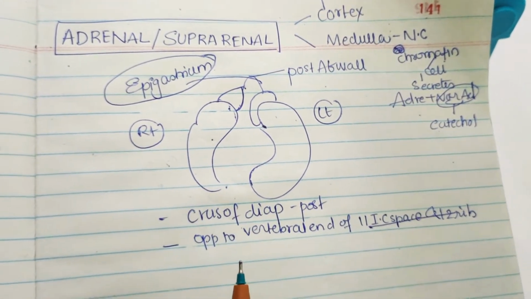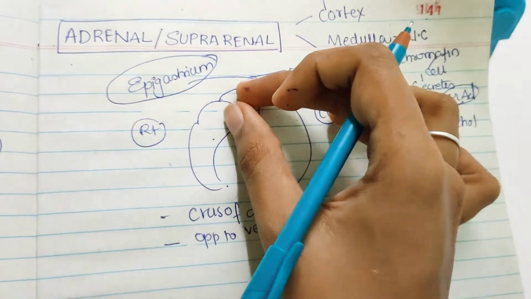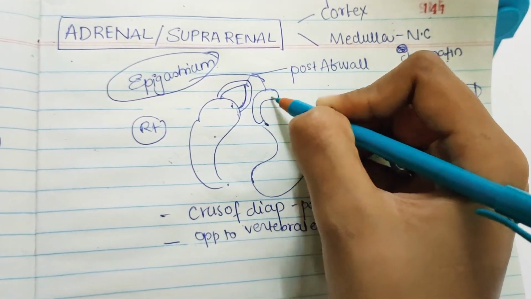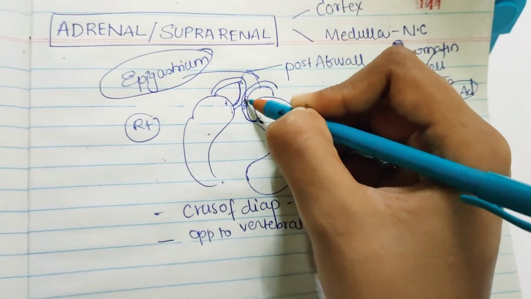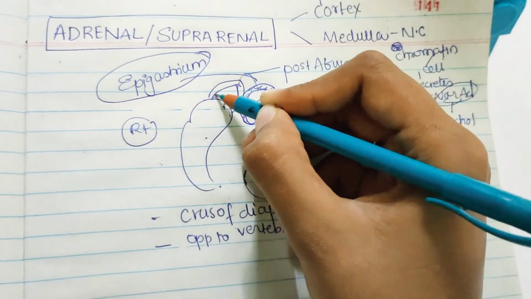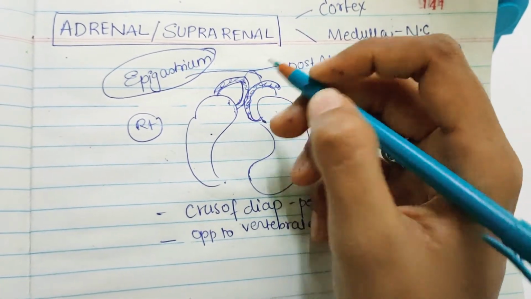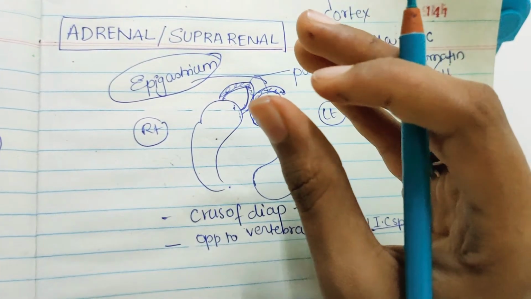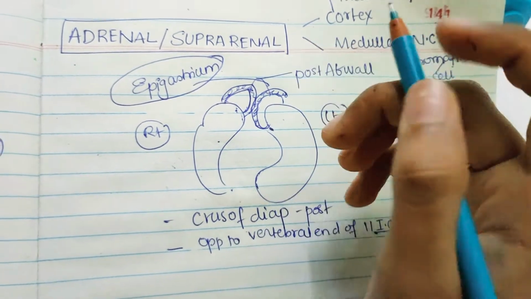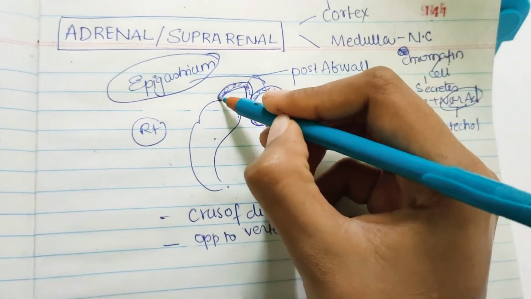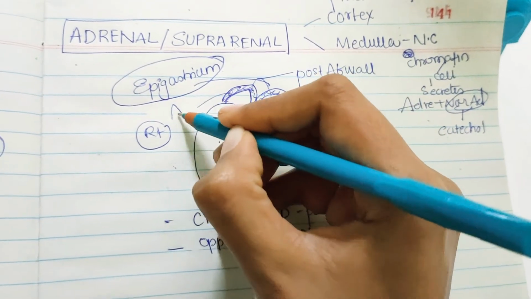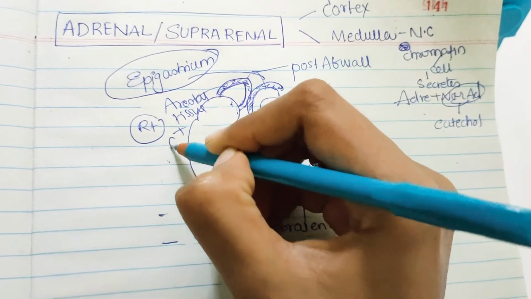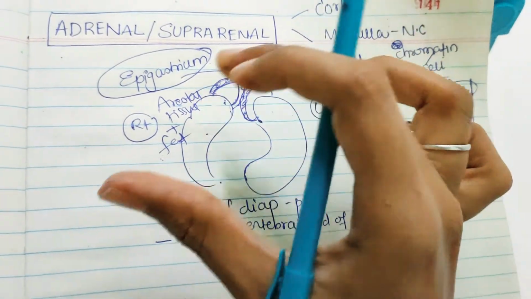Now coming to the sheaths. The suprarenal gland is covered by areolar tissue around, so there is a lot of fat around this suprarenal gland. Let me shade it. This is the fat around the suprarenal gland. After that there is also areolar tissue, and in that areolar tissue you have this fat. So this is areolar tissue with fat, you need to note this around the gland.